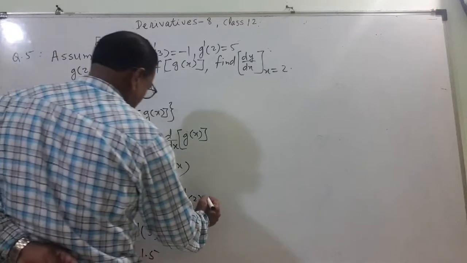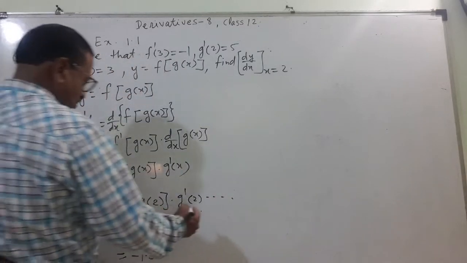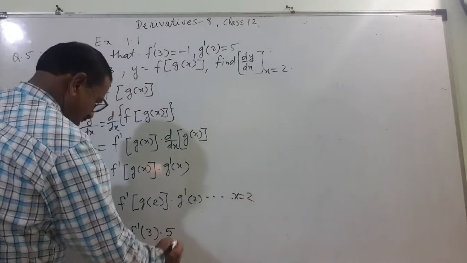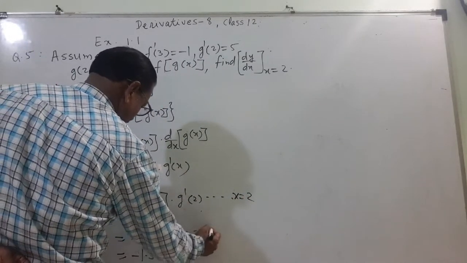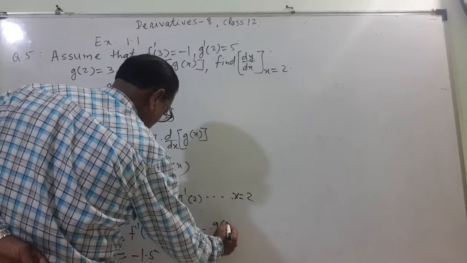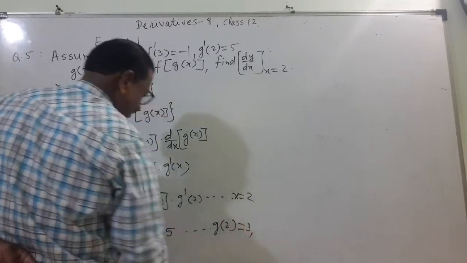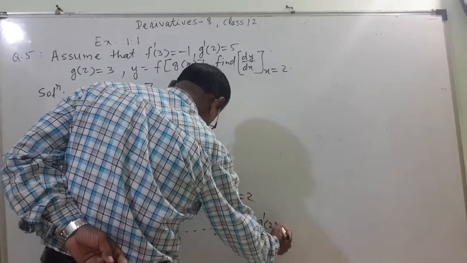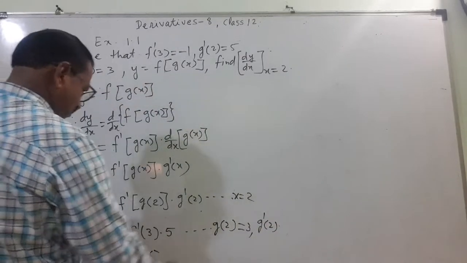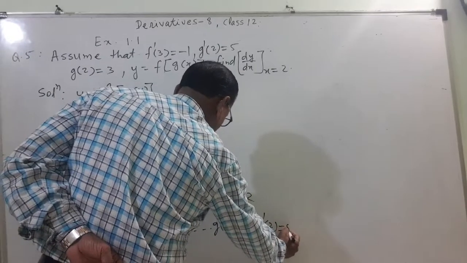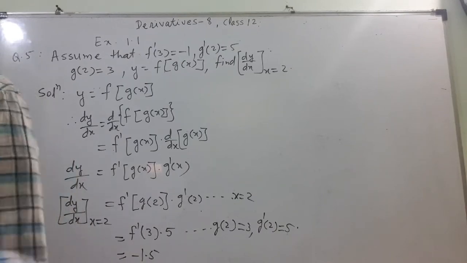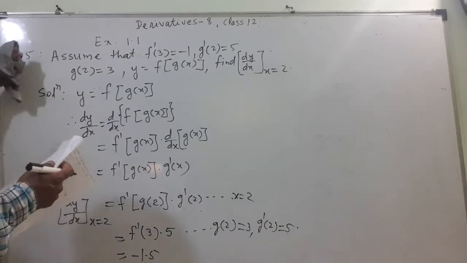Here you have to write from where you have got to know. Okay, x equal to 2, that you have put here. g of 2 is equal to 3, g dash of 2 is equal to 5. These reasons you should give. So this way the answer is there. This is an easy sum. It is for 2 marks. It is an important sum. Note it down.